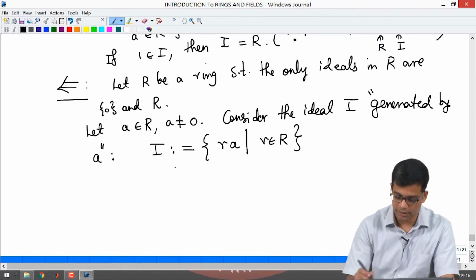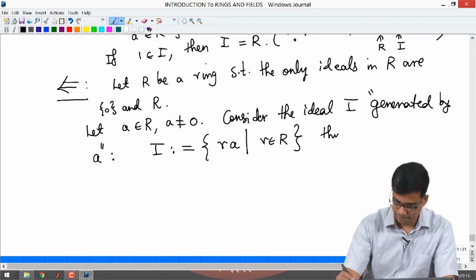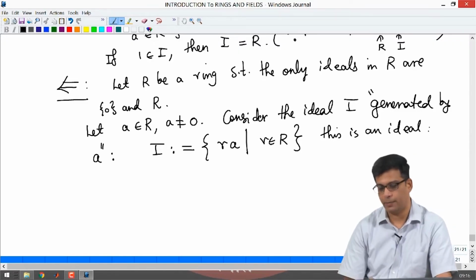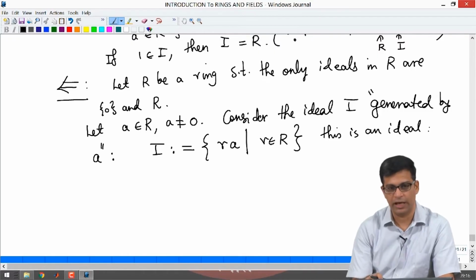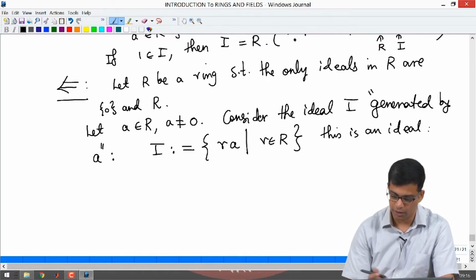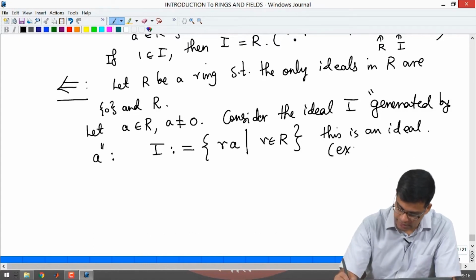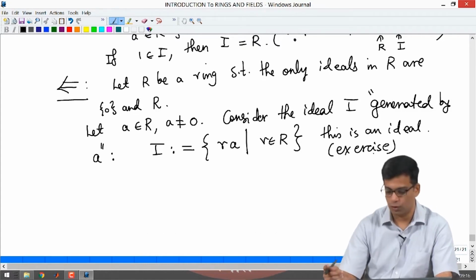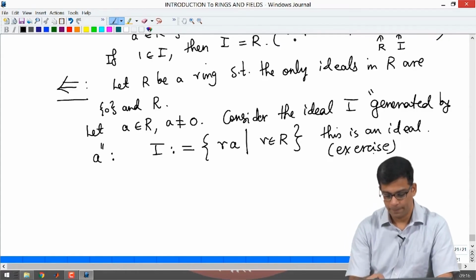So, I claim that this is actually an ideal, and it is said to be generated by A because every element of I is a multiple of A. So, we say that it is generated by A. That this is an ideal is a simple exercise for you, which I do not want to do, and I will let you do this.